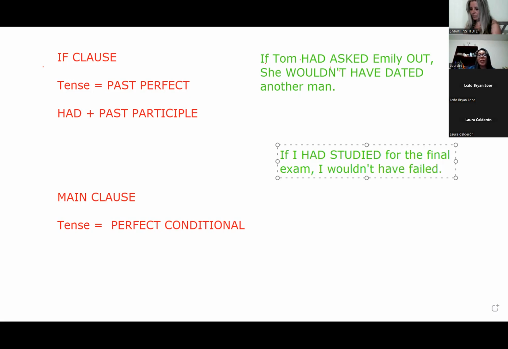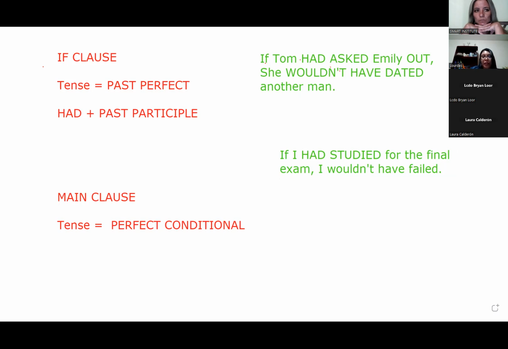Or maybe you can use the positive and change the verb. So I can say, if I had studied for the final exam, I would have approved it. I would have approved the exam. It's another verb, but the idea is similar. So you have here past perfect and the perfect conditional. So it was correct or incorrect? Yeah, it's correct. Okay, thank you.